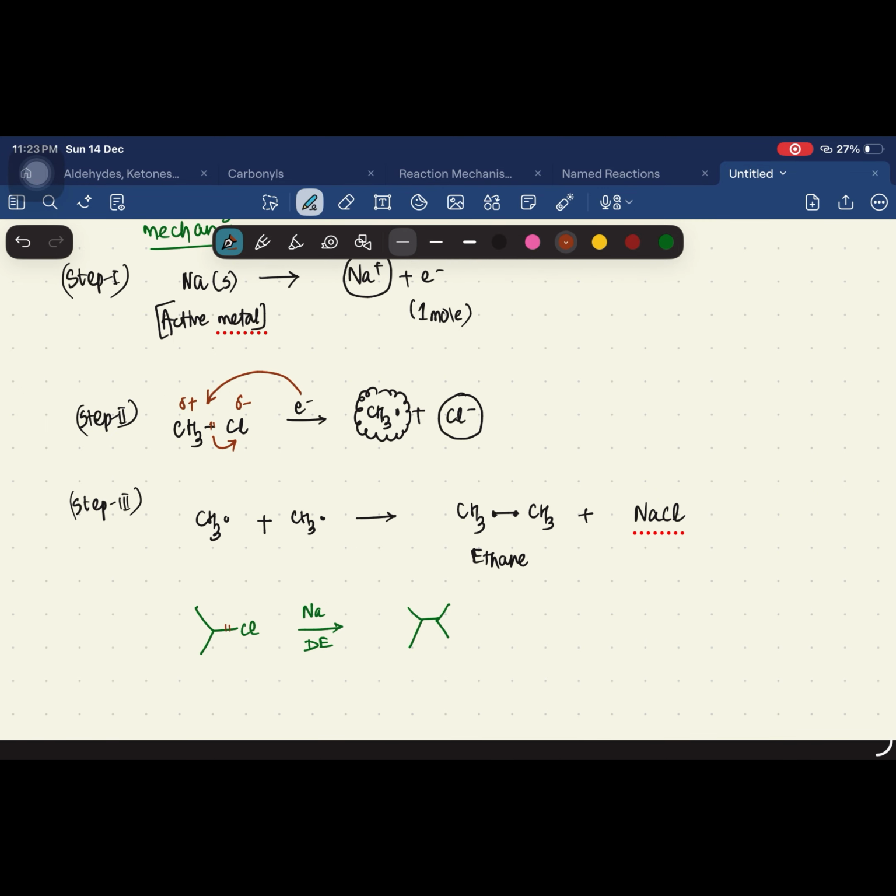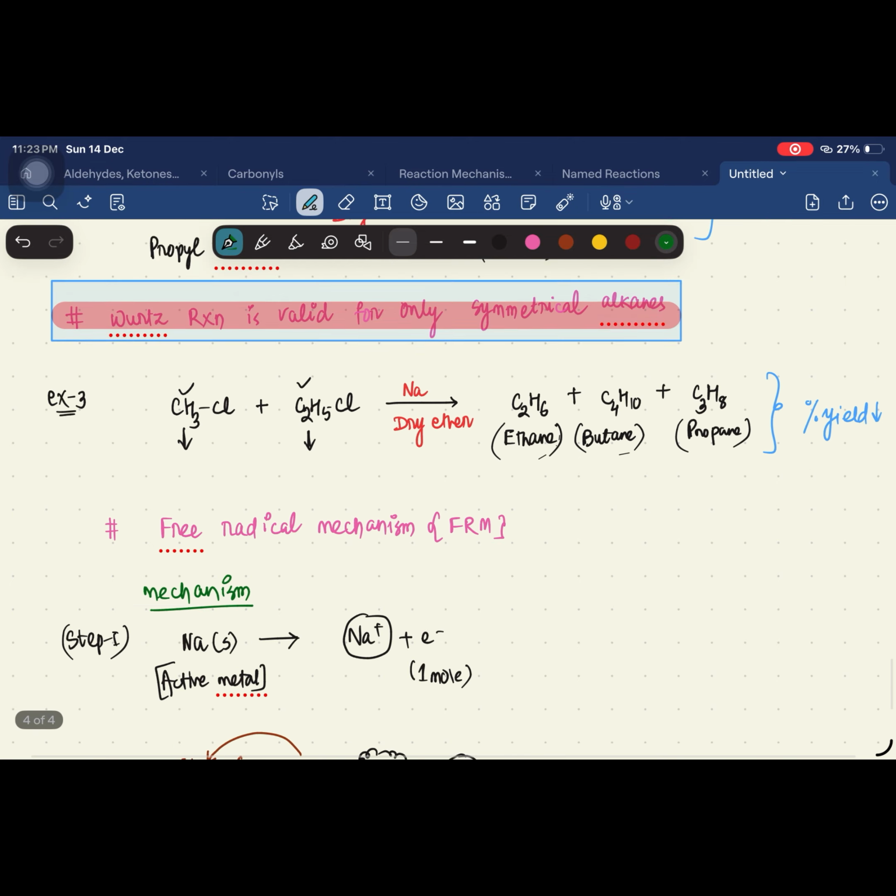This chlorine will be removed from this, and from here we will get it like this. This is the free radical we got over here. After removing the Cl, this is the kind of intermediate that will be formed. Now this will combine with another intermediate, the same, like a mirror image, to form the corresponding product like this. So in this way we can form it. This is all about the Wurtz reaction.